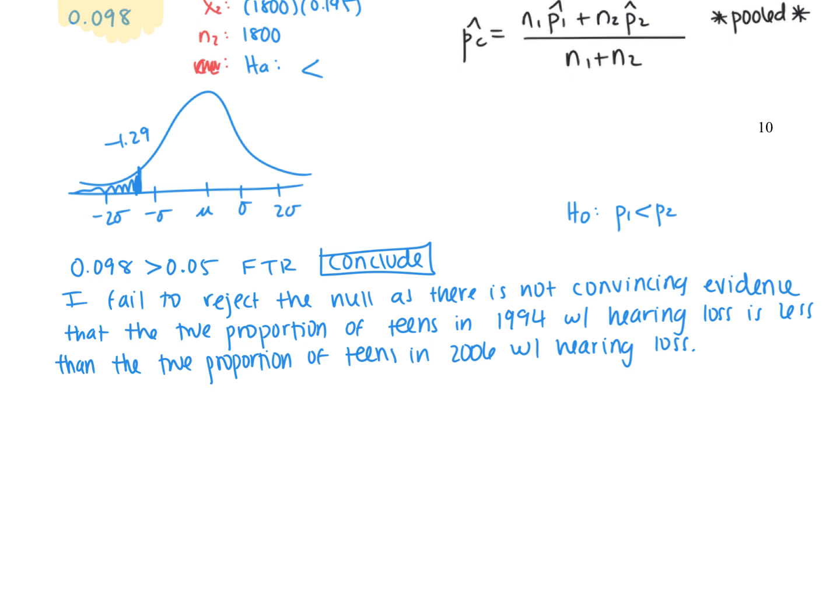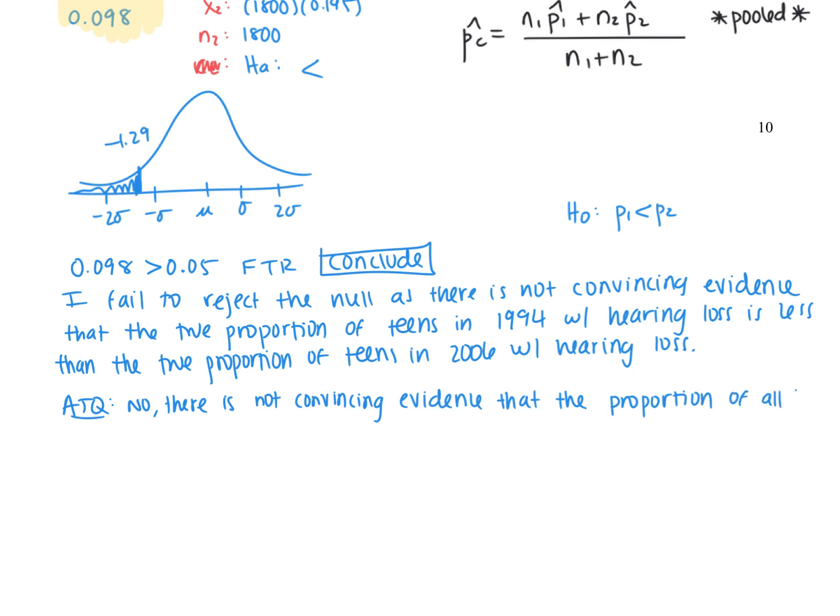At this point, I would want us to look at the question and ask, did we directly answer the question? So the question says, is there convincing evidence the proportion of teens with hearing loss has increased? So I would say we did not use those exact words. So I would then answer the question using the exact words from the question. So no, there is not convincing evidence that the proportion of all teens with hearing loss has increased.